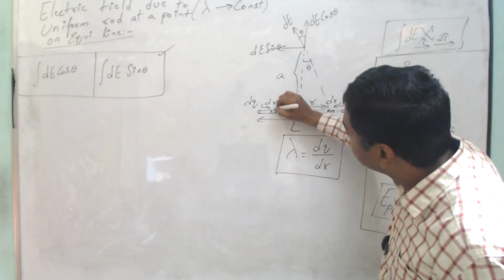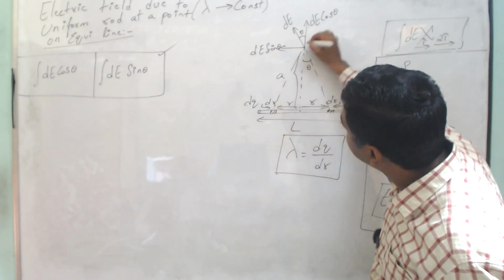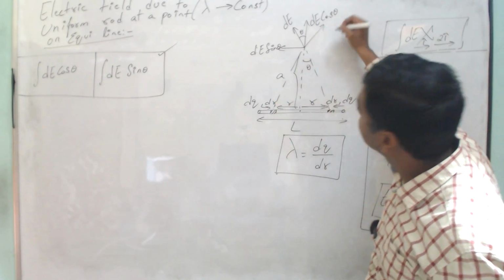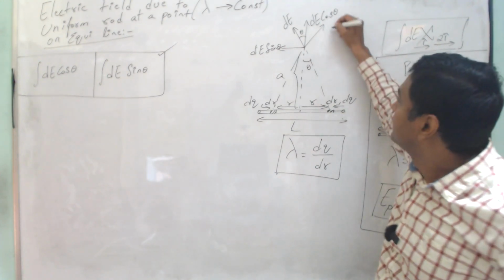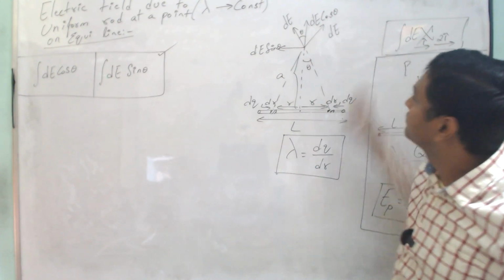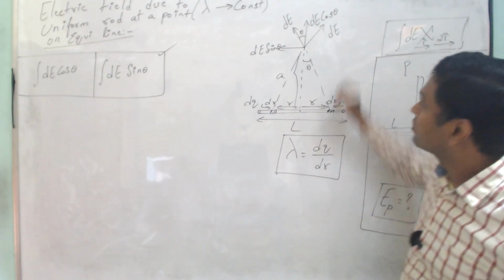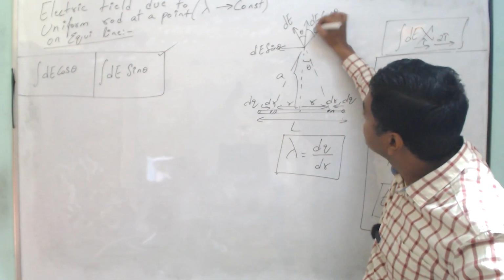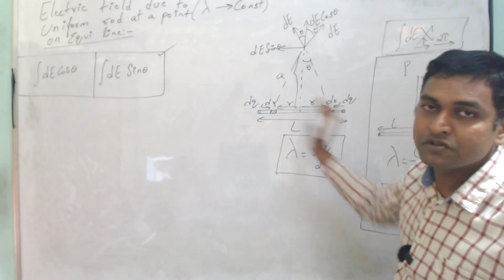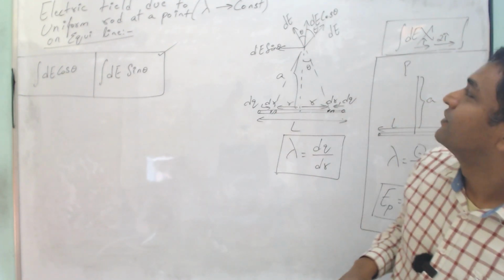Now, the electric field due to this element at that point will be in this direction. What will be the magnitude of it? Magnitude is dE, right? Yes, sir. And what is this angle? Same as that, it will be theta, because of the symmetry. The components are dE sin theta. Perfect.